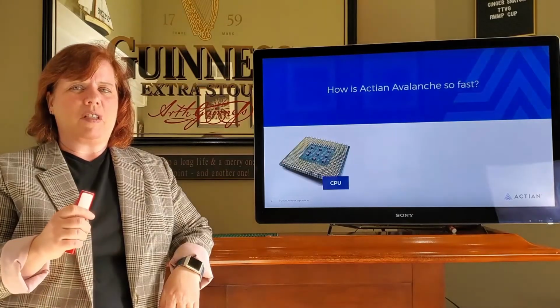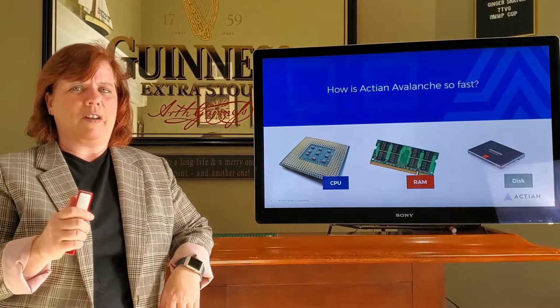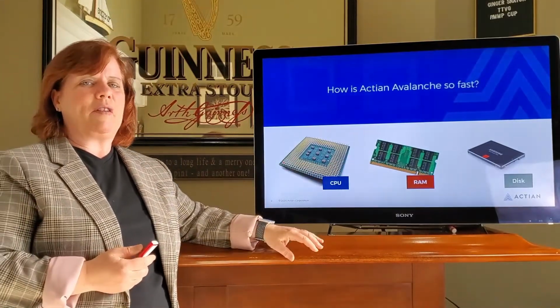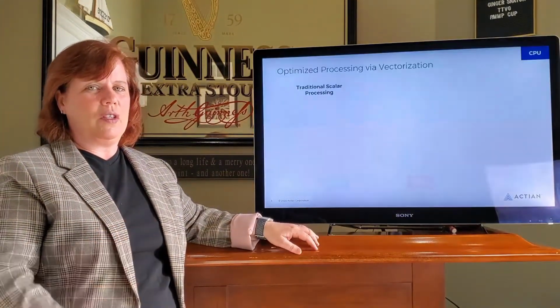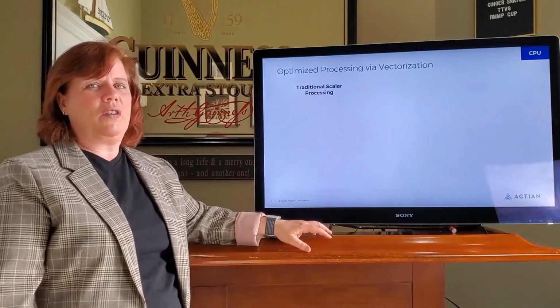At the time we were designed, it was for an on-premise deployment where these resources were in very scarce supply. If we look at CPU, RAM, and disk, we'll show you some of the clever things that we did to maximize the efficiency in our use of these resources. So let's start with CPU. We used a capability called vectorization.